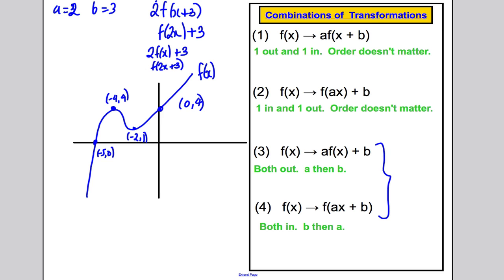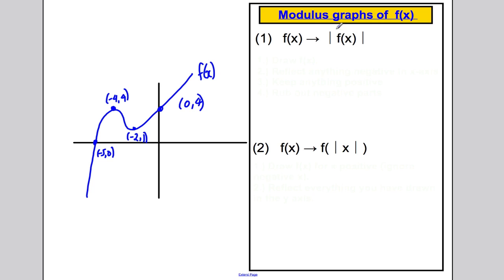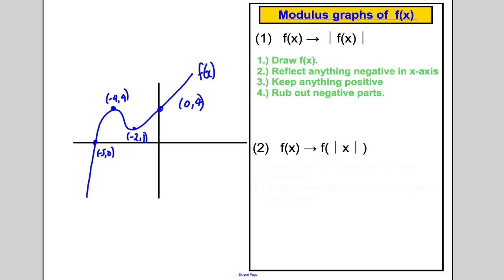Okay, last transformations to think about are the modulus ones. Here's our graph f of x. What does mod f of x look like, modulus of f of x? Well, how you do it, you draw f of x, which I've done. You reflect anything negative in the x-axis. So here we're positive, positive, positive, positive, positive, positive, positive. Start getting negative, you reflect it like that. And that would be mod f of x. Then you would cross out this here. And it would be as simple as that.